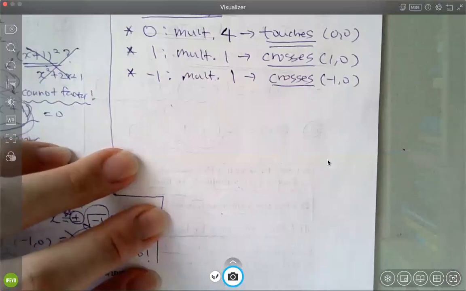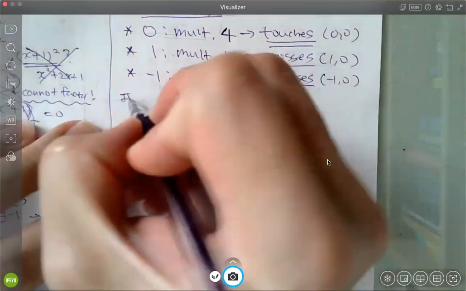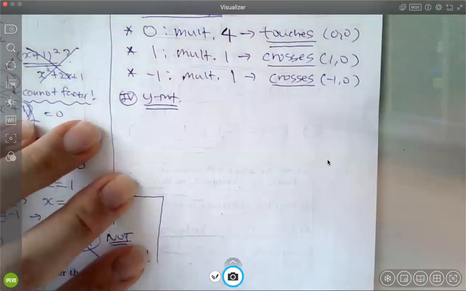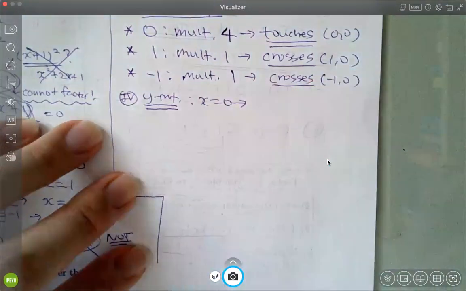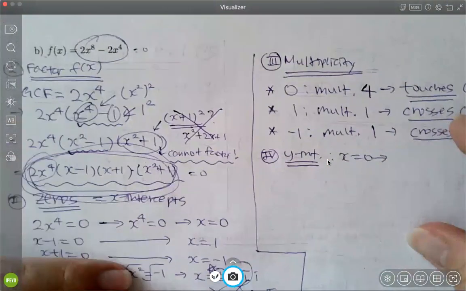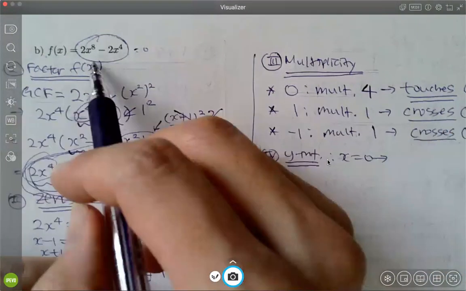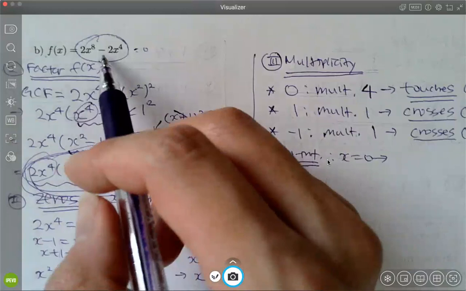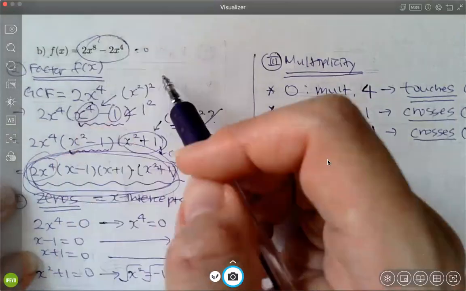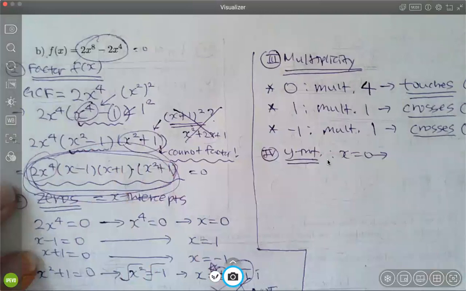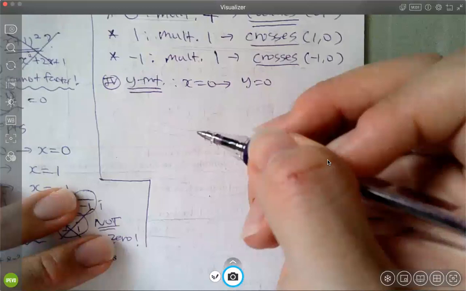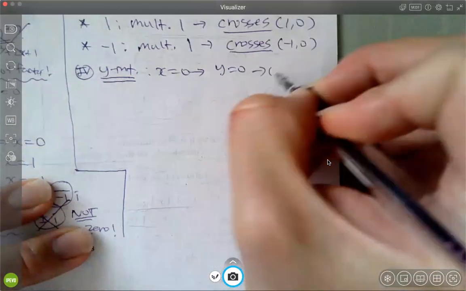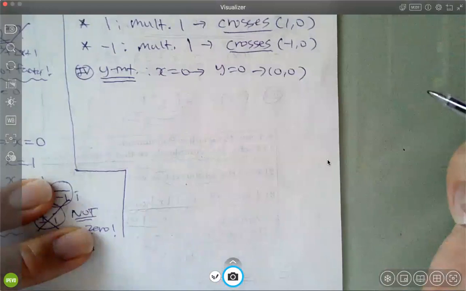Okay, so now the y-intercept. What does that mean? Set x to 0, right? Going back to the original function, when you set x equals 0, what happens? Both terms are gone, right? So y is equal to what? 0, right? So the y-intercept is the same thing as one of the x-intercepts, 0. That's kind of unfortunate, right?